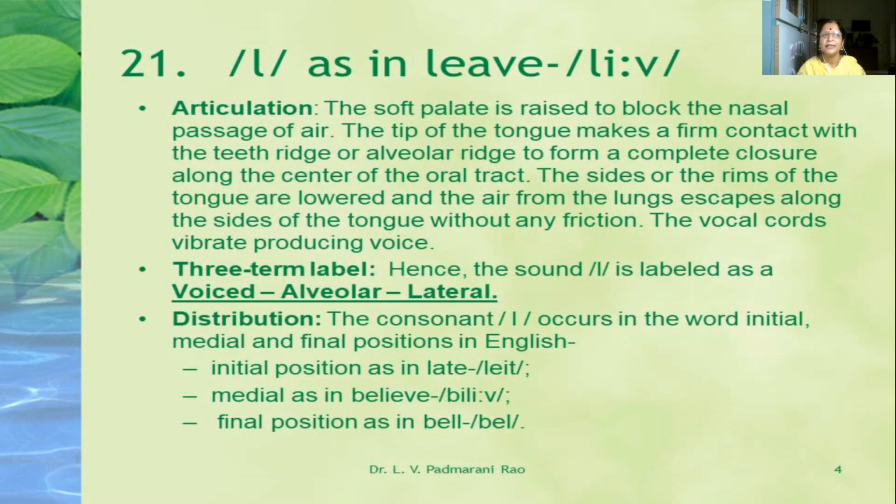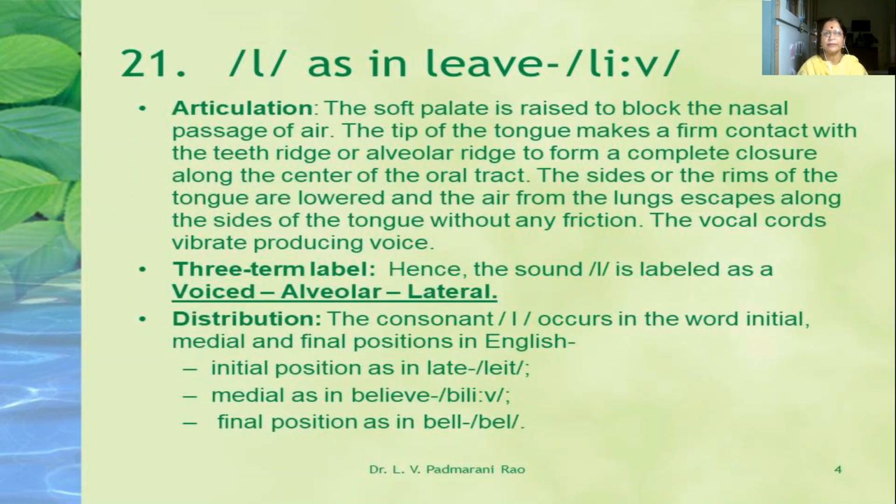As you could find, just make your tongue touch the teeth ridge or the alveolar ridge, lower the sides of the tongue and pronounce l along with me. That's right. The tip of the tongue should be in touch with the teeth ridge, thereby closing the oral tract. But the sides of the tongue are lowered so that the air that is coming out from the lungs passes through the sides, and hence it is a lateral sound. Obviously, the vocal cords vibrate and hence the sound is voiced.